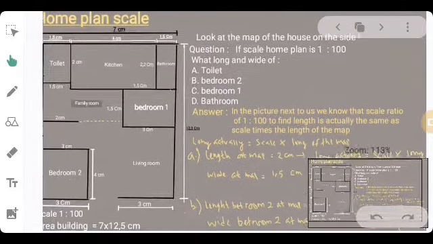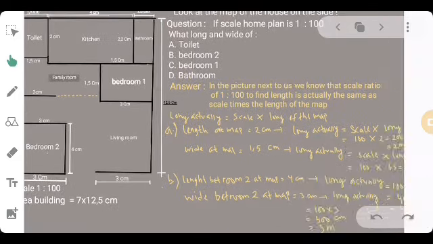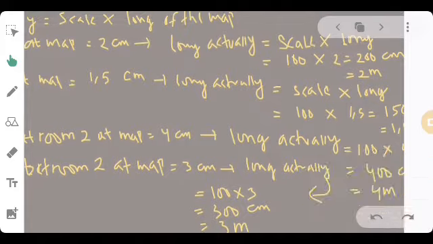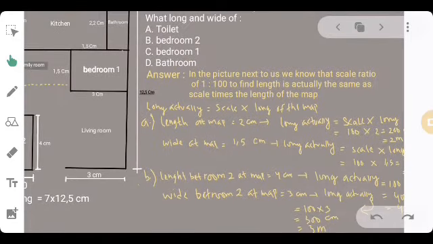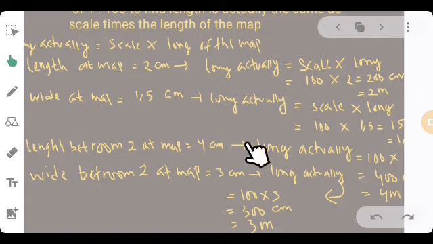And number B, bedroom two. For bedroom two, the length is 4 centimeter and the width is 3. You can find the real length by multiplying with the scale: 100 times 4 is 400, and 3 times 100 is 300 centimeter. Convert centimeter to meter, it is 3 meter.